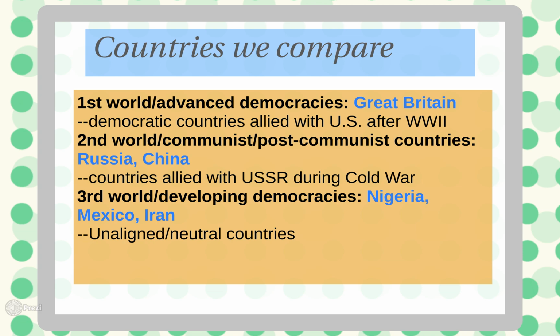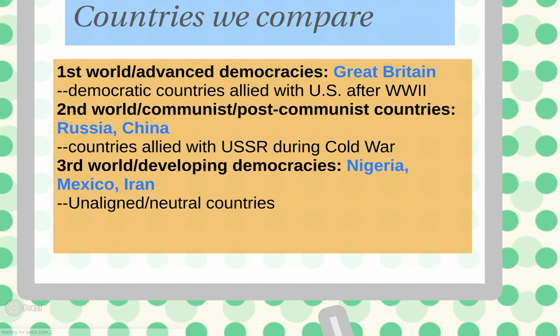Then you have third world countries, which during the Cold War were typically unaligned with either the NATO countries or the Warsaw Pact countries. These were developing countries that typically were behind in industrial output compared to first or second world countries, and we call them today developing democracies. This would be Nigeria, Mexico, and Iran.